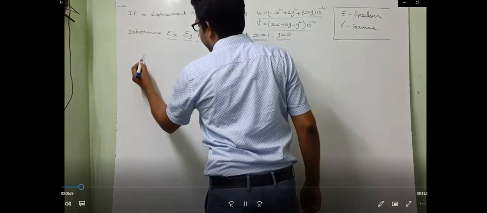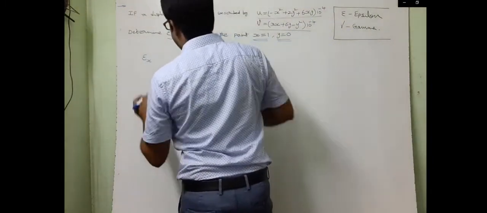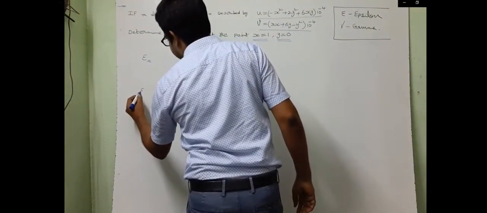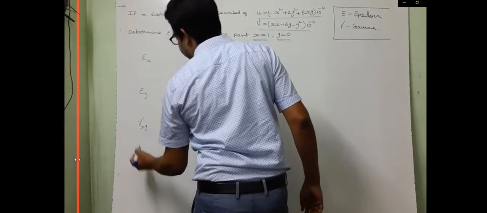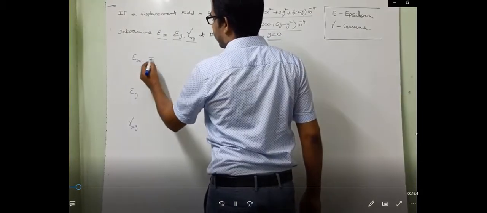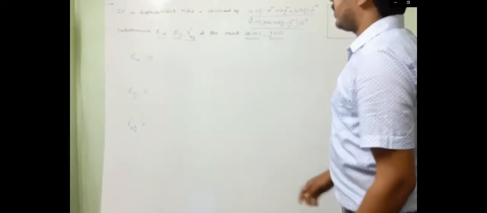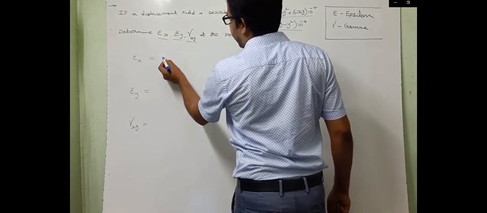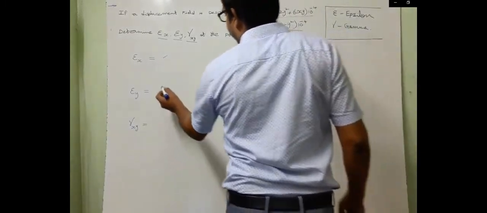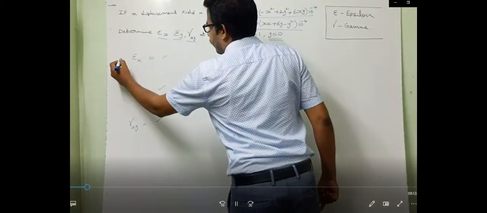So here we need to calculate epsilon x value, epsilon y value and gamma x comma y. These are the unknown terms. So here in this problem we need to calculate epsilon x, epsilon y and gamma xy. So here, first one.